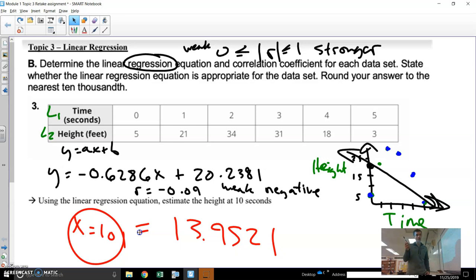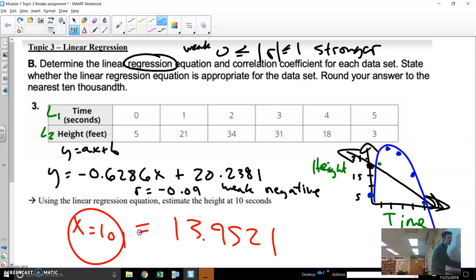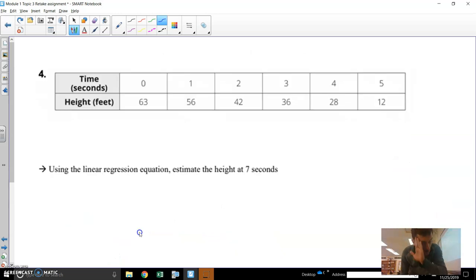Now you may think, I don't think that's going to be a very good model, because it was kind of trending down, and this 13.95 suggests that it's going to come back up in a little bit. And that's kind of why we want to talk about the correlation coefficient. This isn't modeling it very well, and so we may want to pick a different type of regression. So let's look at another one.